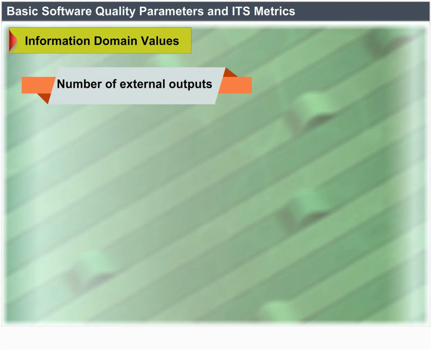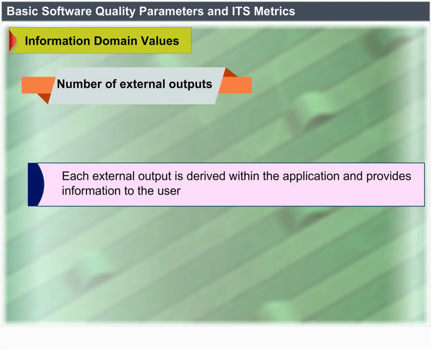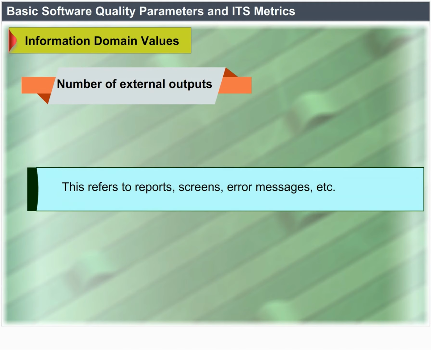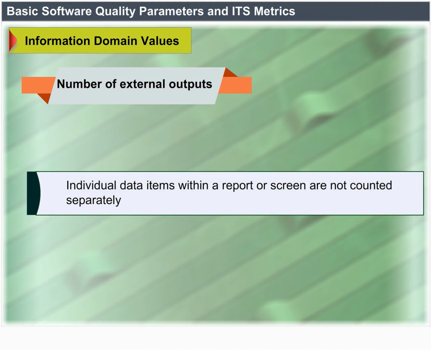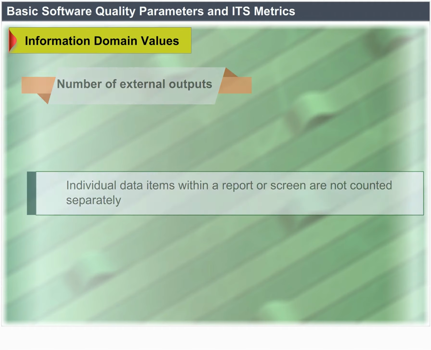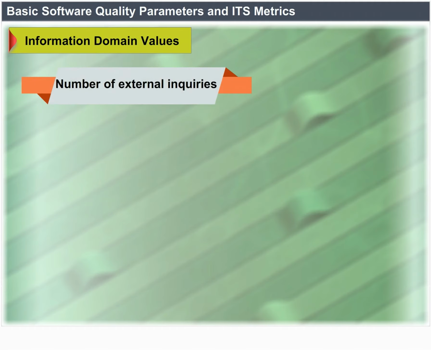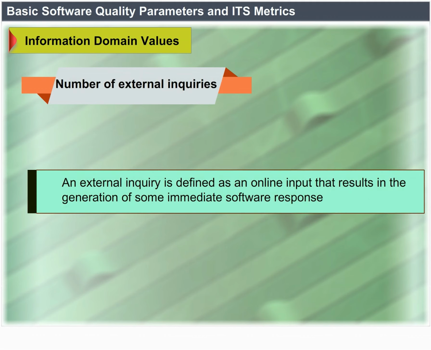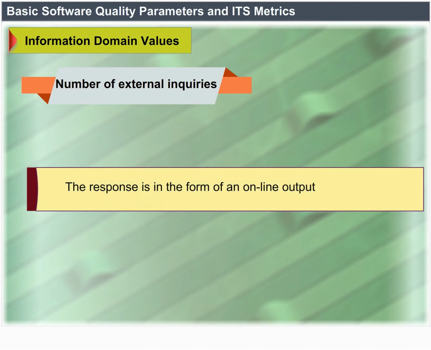Number of external outputs. Each external output is derived within the application and provides information to the user. This refers to reports, screens, error messages, etc. Individual data items within a report or screen are not counted separately. Number of external inquiries. An external inquiry is defined as an online input that results in the generation of some immediate software response. The response is in the form of an online output.